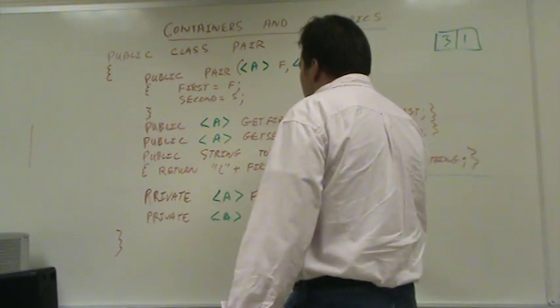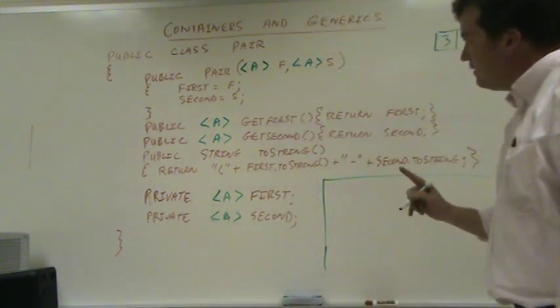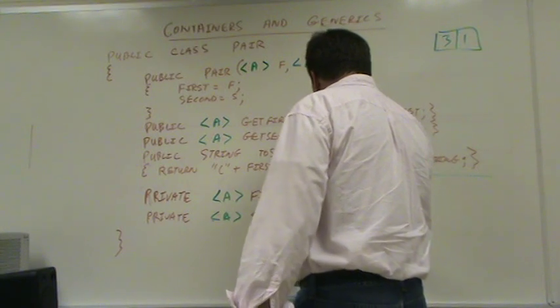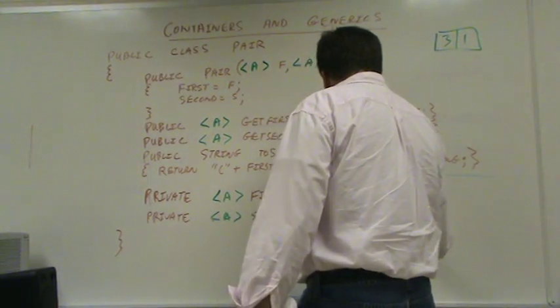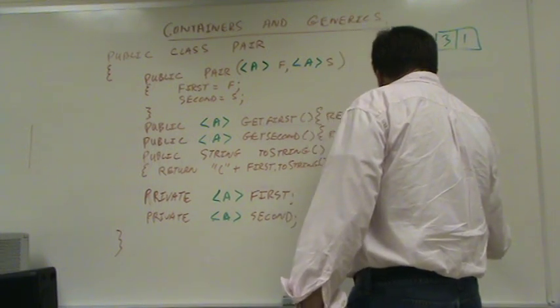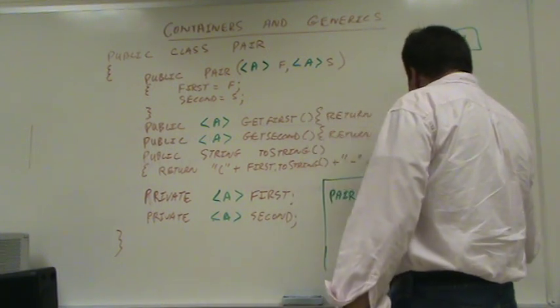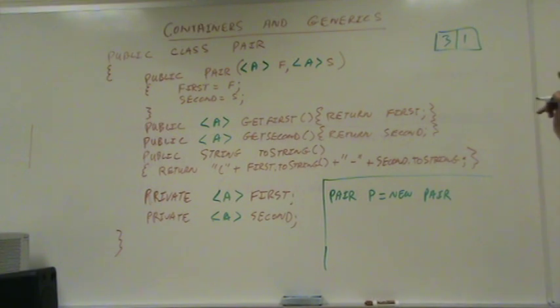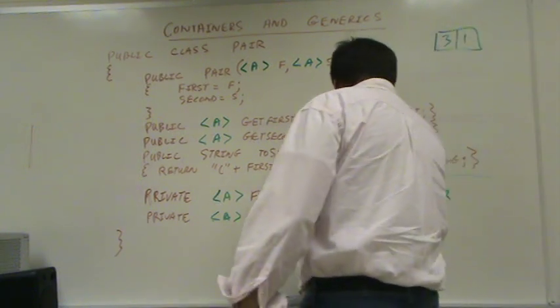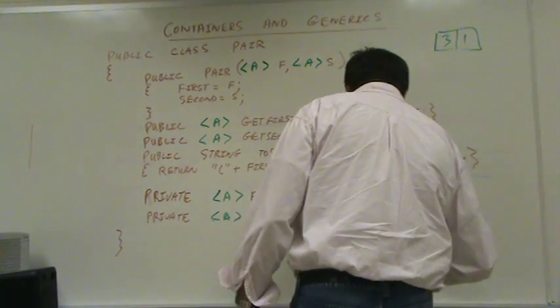So that was definitely a good idea, but if somebody wanted to make a pair, what would they say? They would say pair P equals new pair. But we want them to be able to say what it's a pair of. So we would allow them to do this.